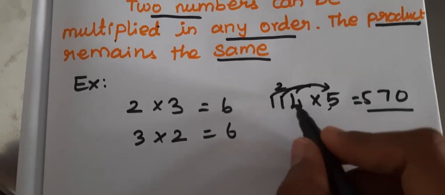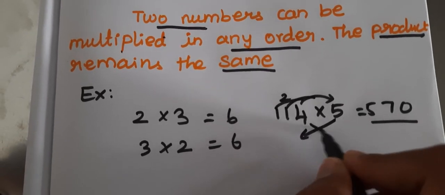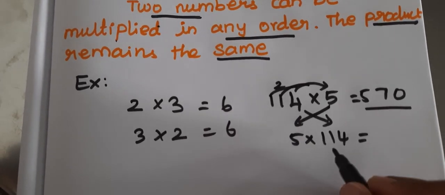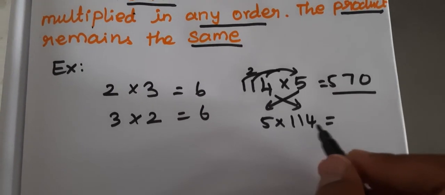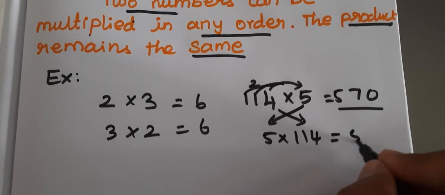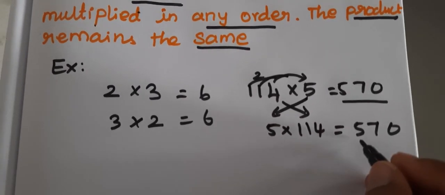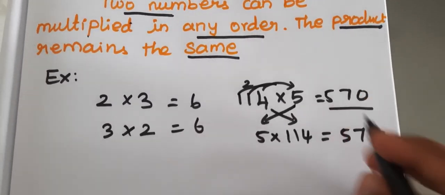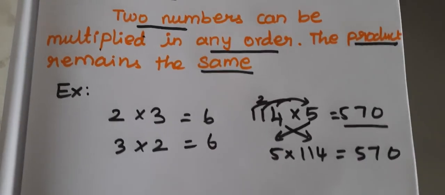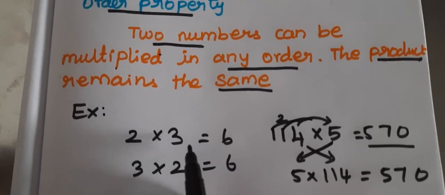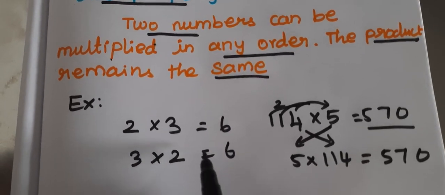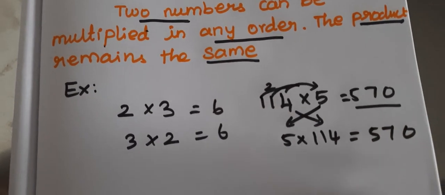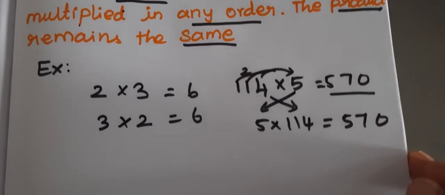If I change this order, see here, 5 into 114, there also I am going to get the same product. It's 570. 570 is the answer for the two questions. Okay. Do you have any doubts in this? Two numbers can be multiplied in any order, which means if we change the order, the product will not change. We will get the same answer.